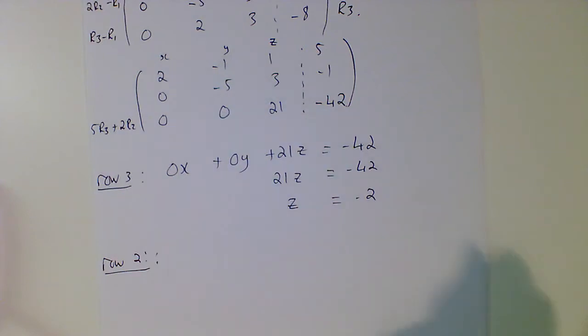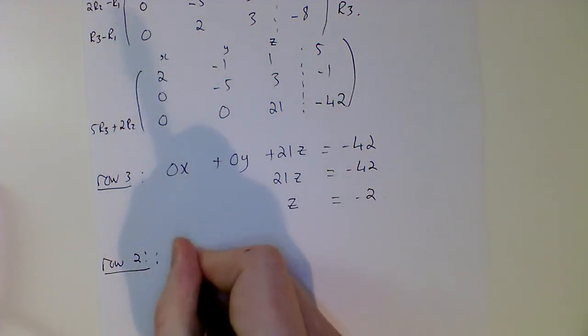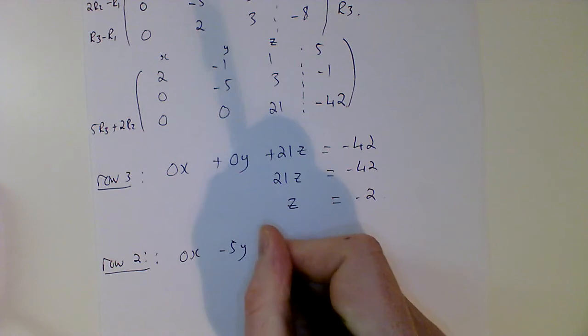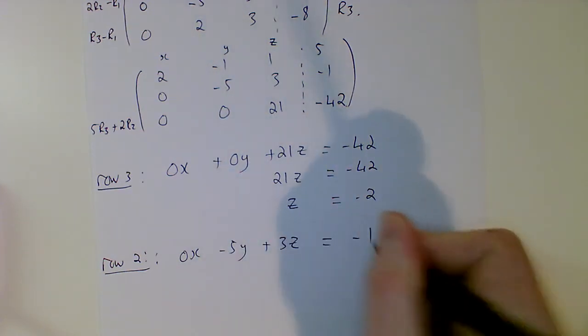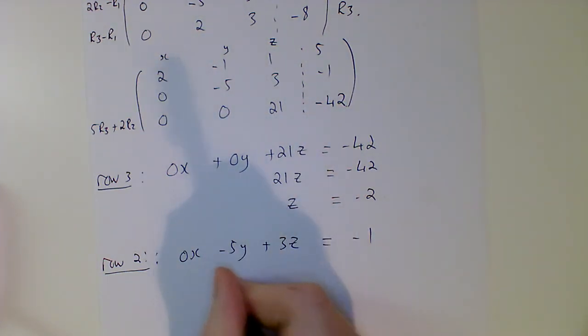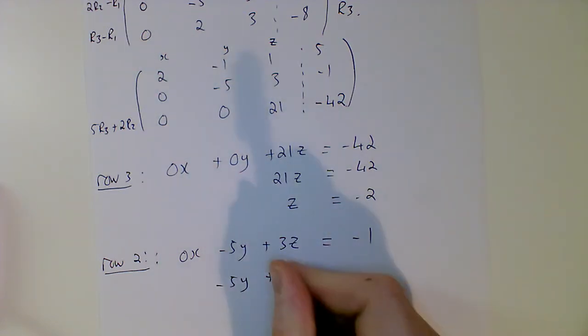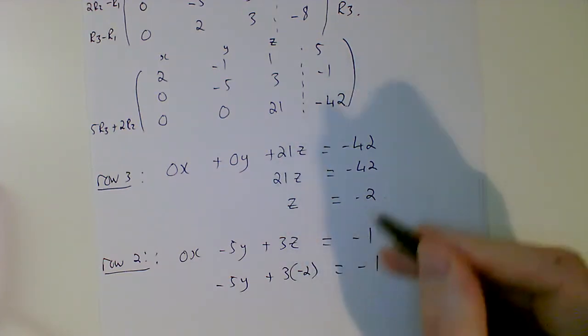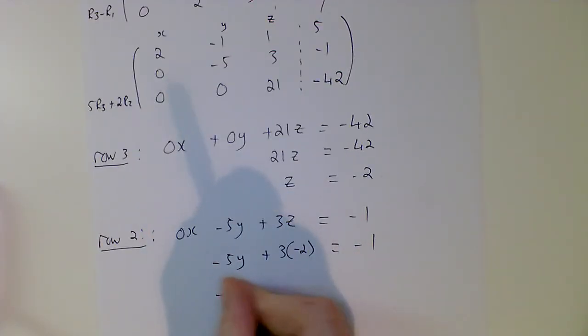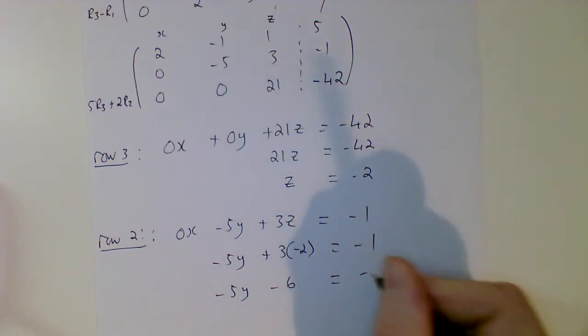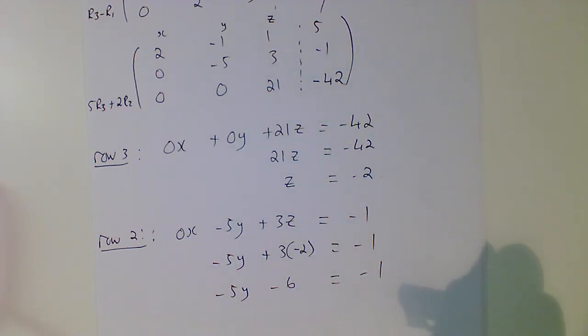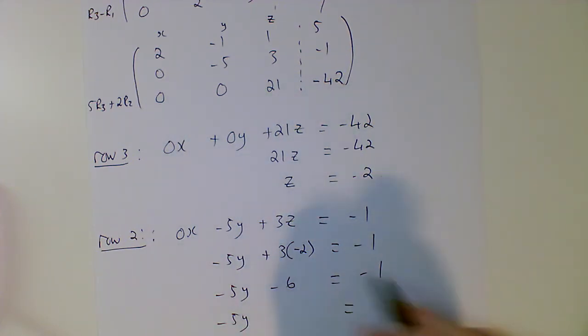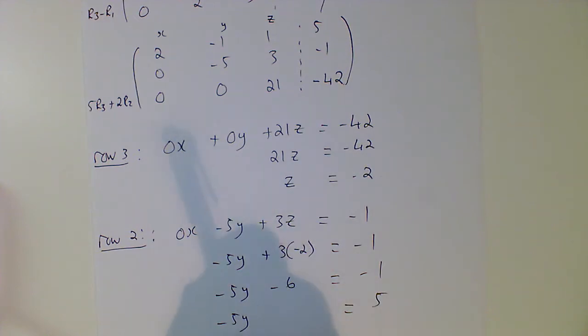Row 2. So 0x take away 5y plus 3z equals negative 1. So negative 5y plus 3 times negative 2 equals negative 1, because remember z is negative 2. So negative 5y take away 6 equals negative 1. So negative 5y equals, move that across, it becomes add, so it becomes 5. So y is negative 1.